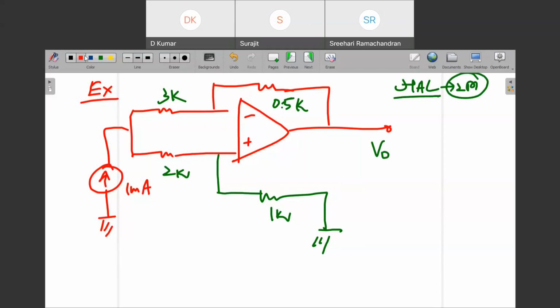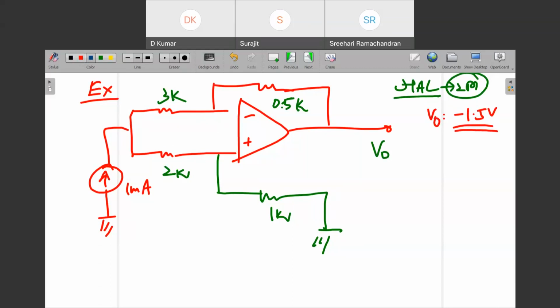Okay, your answer is what? 0.5? Yeah, 0.5. But that is the wrong answer. The answer will be minus 1.5 volt. Okay, sir, so where are you failing? Current is not entering the op amp, so it gets divided into two. Is that the approach? Very good.